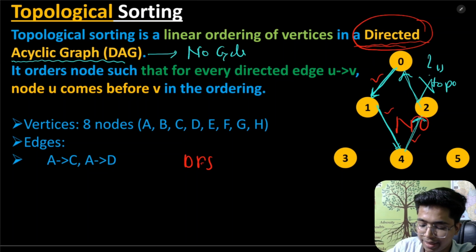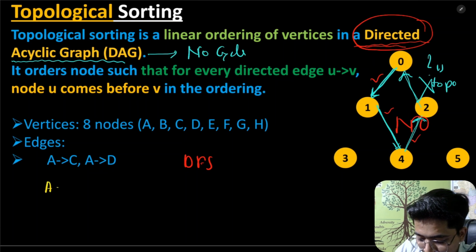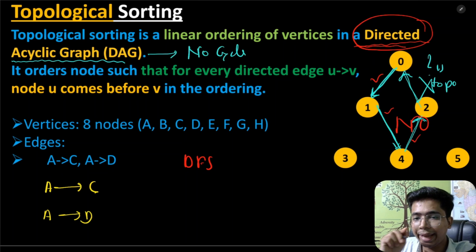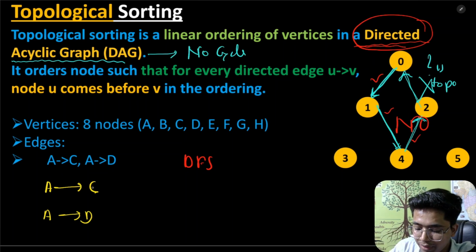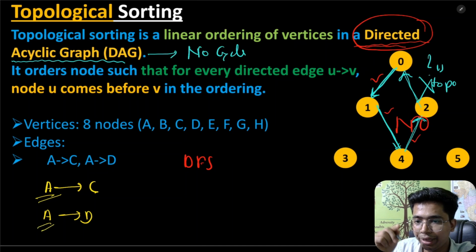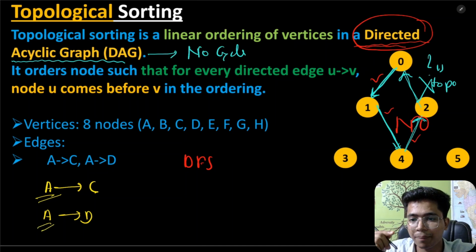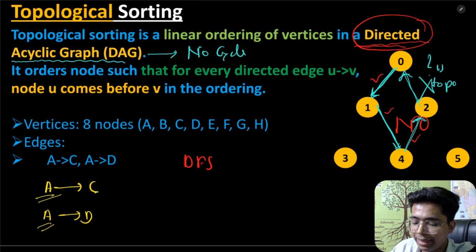Let's take a small example. We have an edge A to C and another edge A to D. First, understand the meaning of A to C and A to D. It means A is before C, and in the next case A is before D. So A must come before C and D in every case.